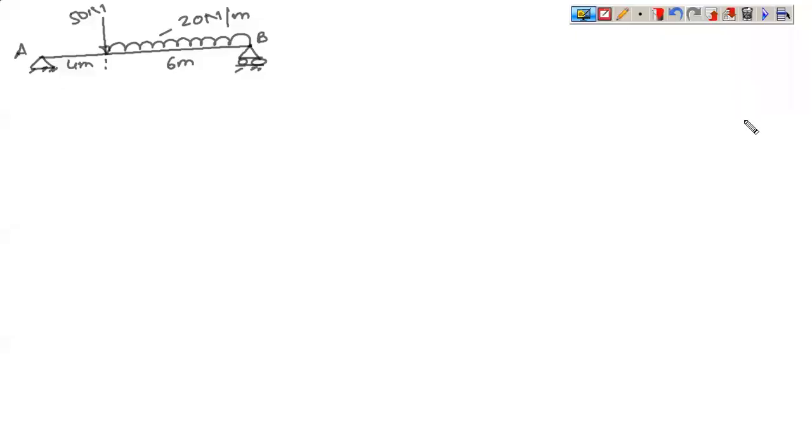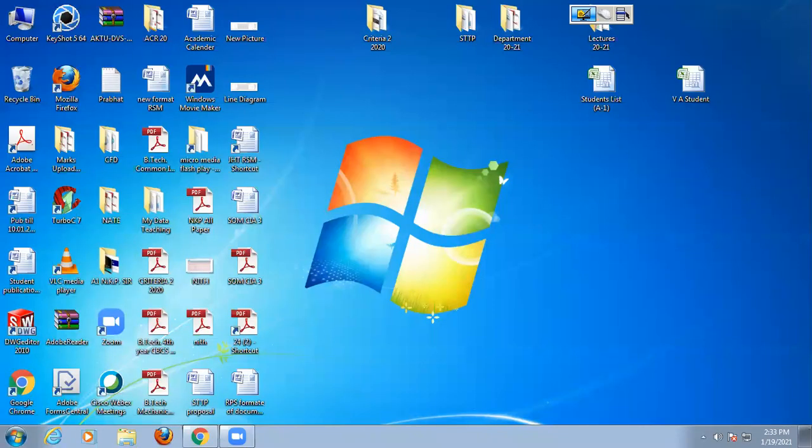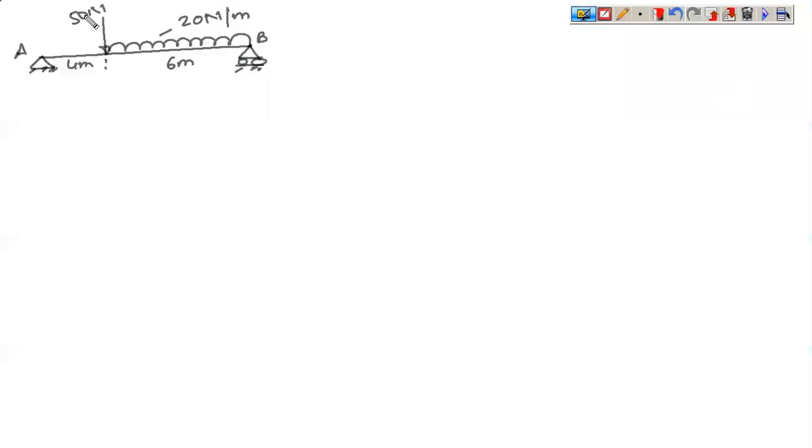हाँ, अब आ जाओ. This is again a simply supported beam and it is acted upon by two different loads. This is a point load and this is a uniformly distributed load. The point load lies at a distance of 4 meters from it, and the uniformly distributed load is applied over a distance of 6 meters starting from, let us say, point C.